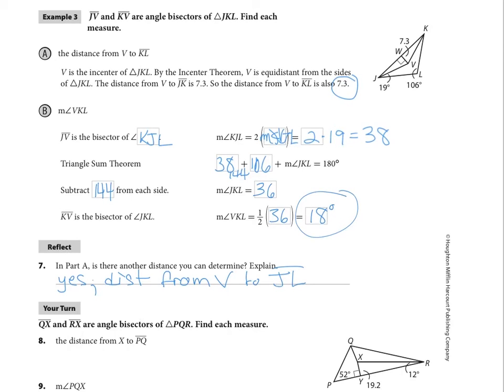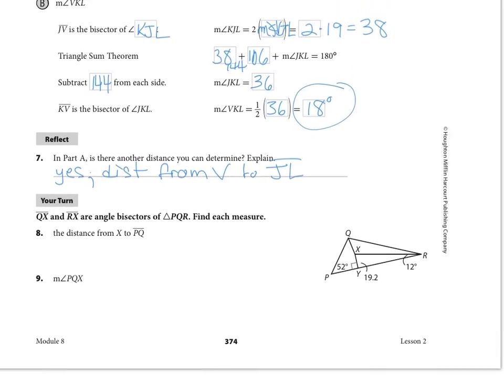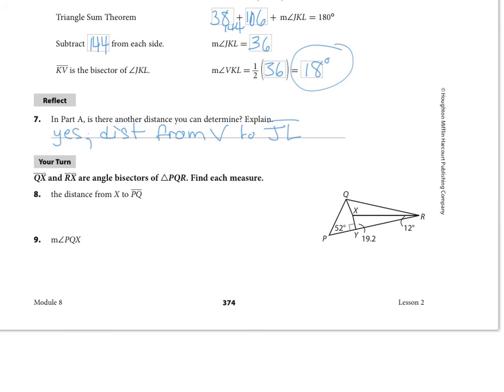All right, moving down the page here, we have your turns numbers 8 and 9 that we'd like you to take a look at before you come back to class. And again, make sure you read very carefully. You're told that QX and RX are both angle bisectors, and you need to find a missing measure there. Take a pause in the video and do those two problems before we go on.